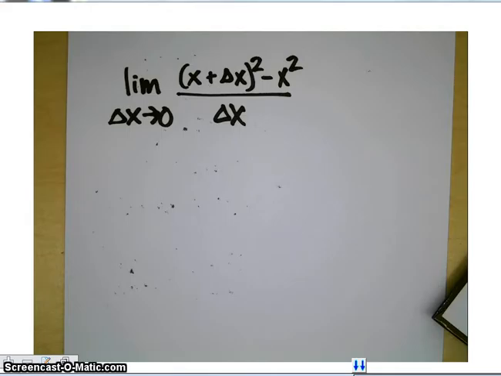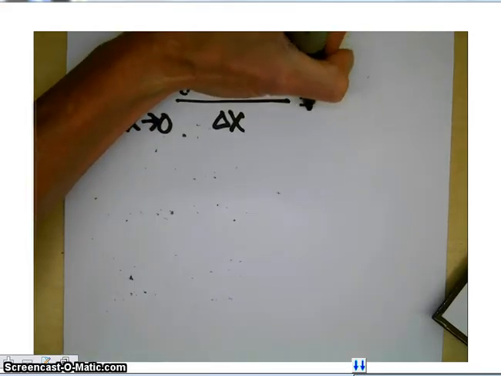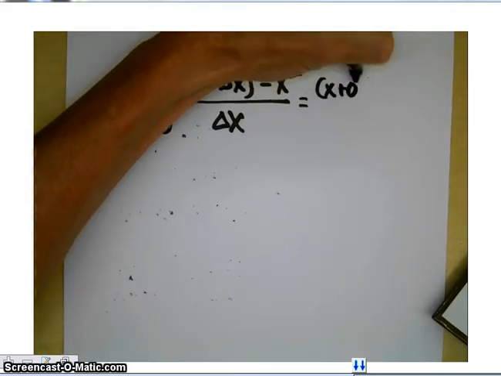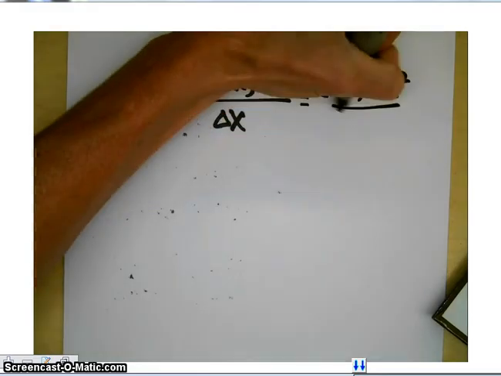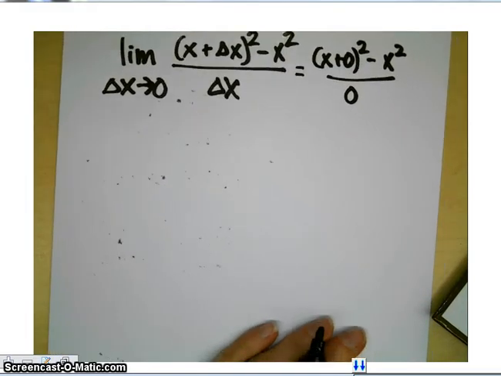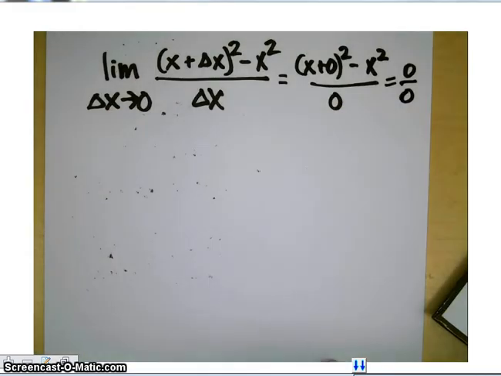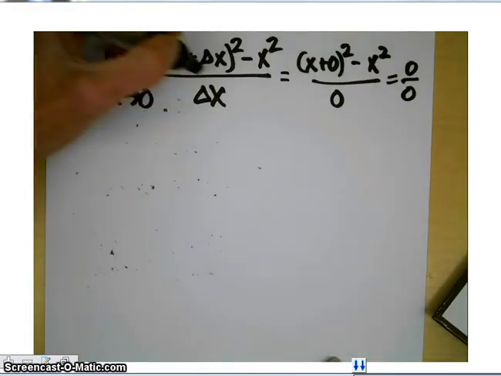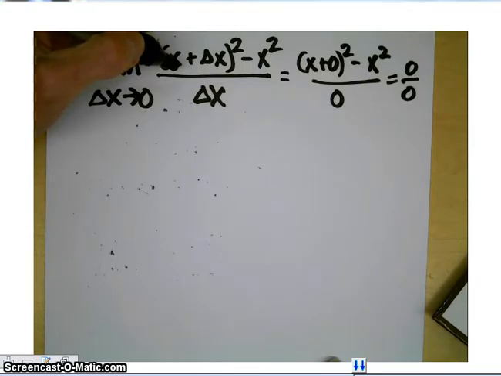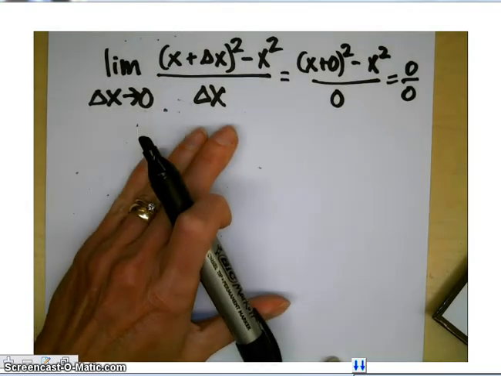All right, so I need to find the limit as delta x goes to 0. If I do direct substitution, what am I directly substituting 0 in for? Delta x. So when I do that, I get x plus 0 squared minus x squared all over 0. What is that going to work out to be? 0 over 0, which is not 0. It doesn't mean does not exist. It means back up to this and do some algebra. What type of algebra can I do to this function?